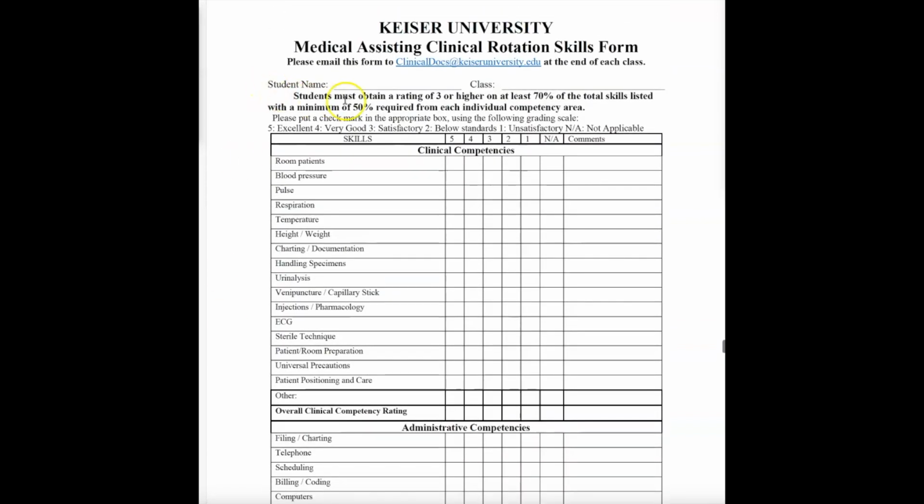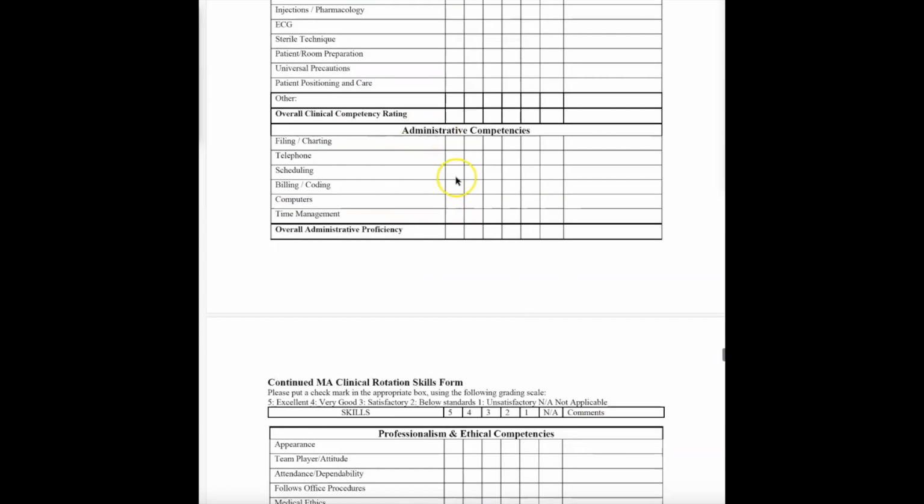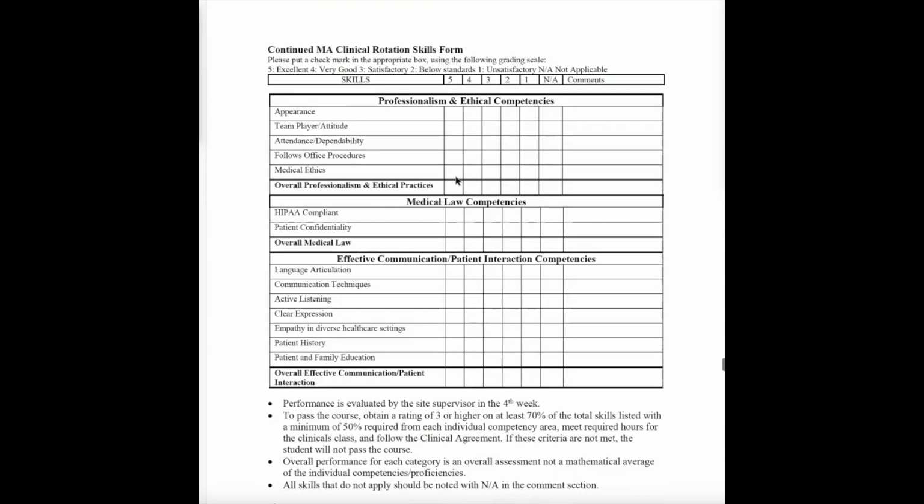And as outlined here at the beginning, students must obtain a rating of 3 or higher on at least 70% of the total skills listed, with no less than 50% of the clinical skills from each competency area. So you need at least 50% of the clinical competencies, at least 50% of the administrative competencies, at least 50% of the professionalism and ethical competencies, 50% of the medical law competencies, and 50% of the effective communication patient interaction competencies.